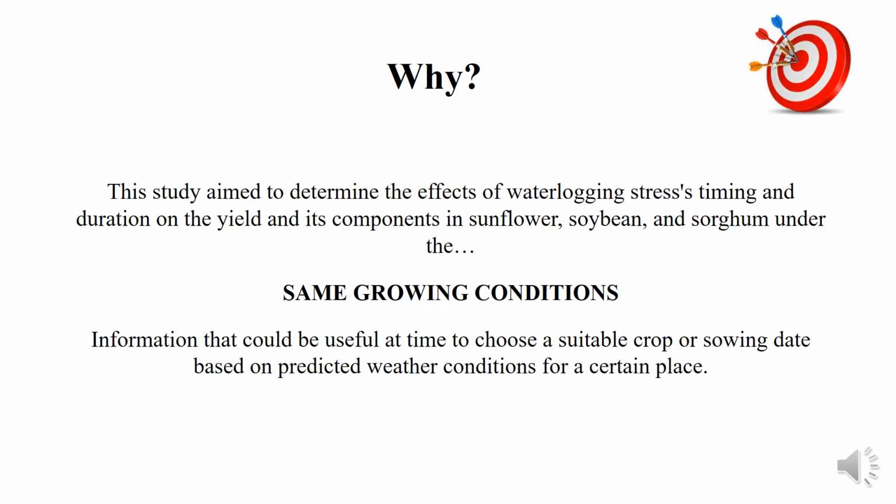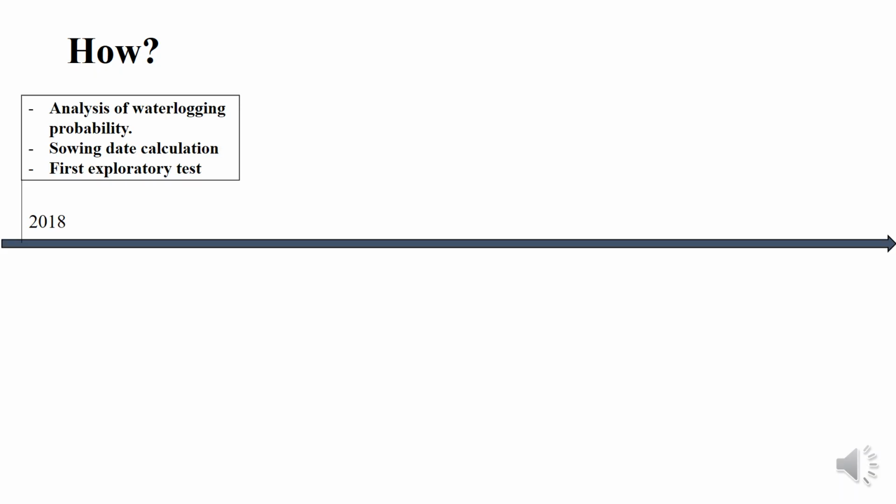And why we did it? Our main objective was to compare these 3 crops under the same growing condition. And this wasn't very easy for us because we need to design our entire experiment to make these waterlogging moments match in field in the 3 crops. So to make this happen, we settled some experiments in field in our region to evaluate waterlogging.